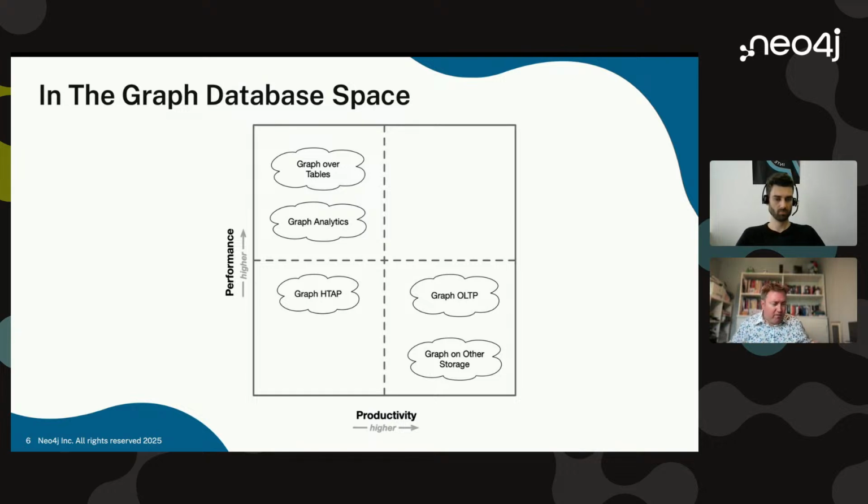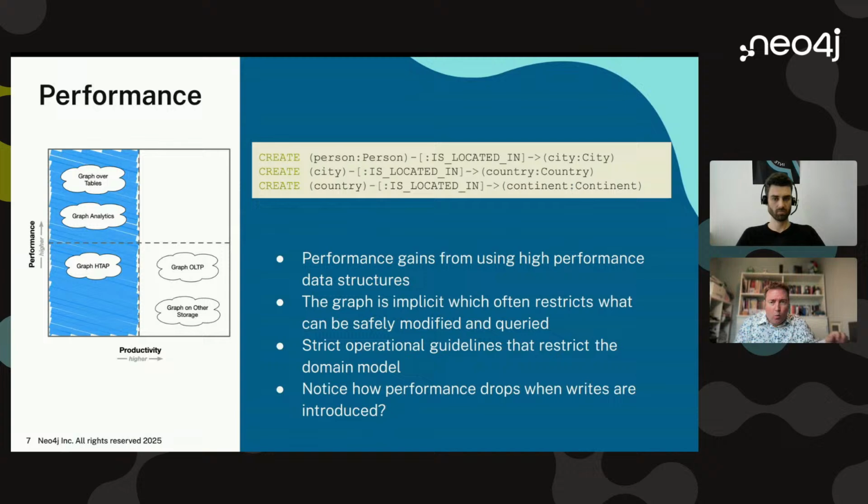So we have this trade-off space, and one of the interesting things that we discovered, and this might be quite subtle, was that this Cypher here ended up breaking a lot of these systems. I don't know what your Cypher's like, but the idea here is that we're connecting a person to a city, to a country, to a continent. And that sounds like quite a simple thing to do.